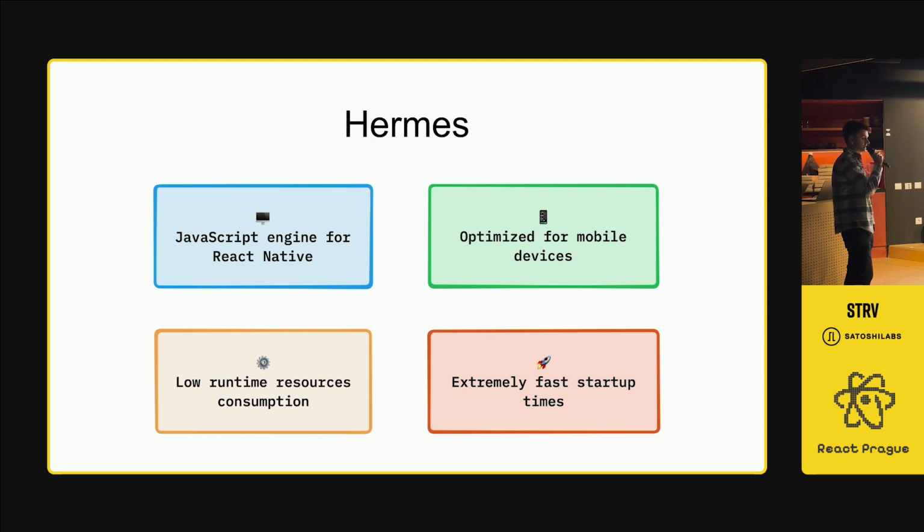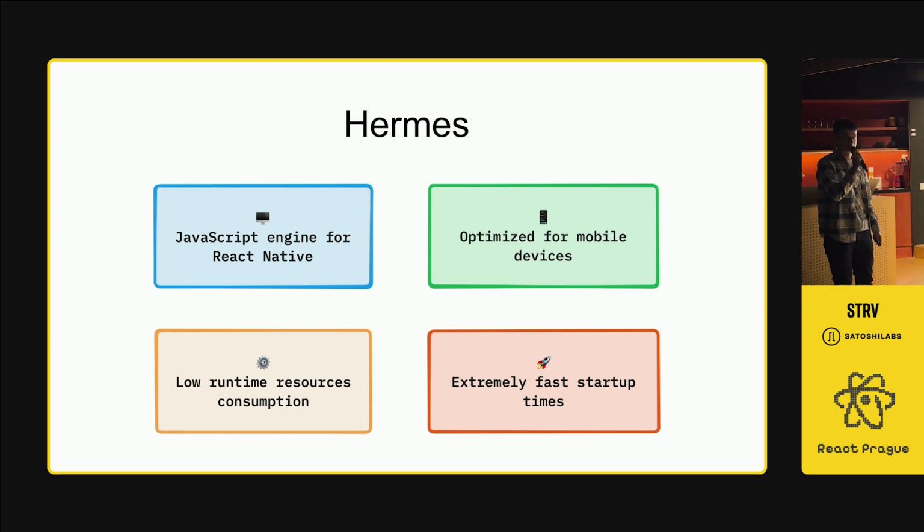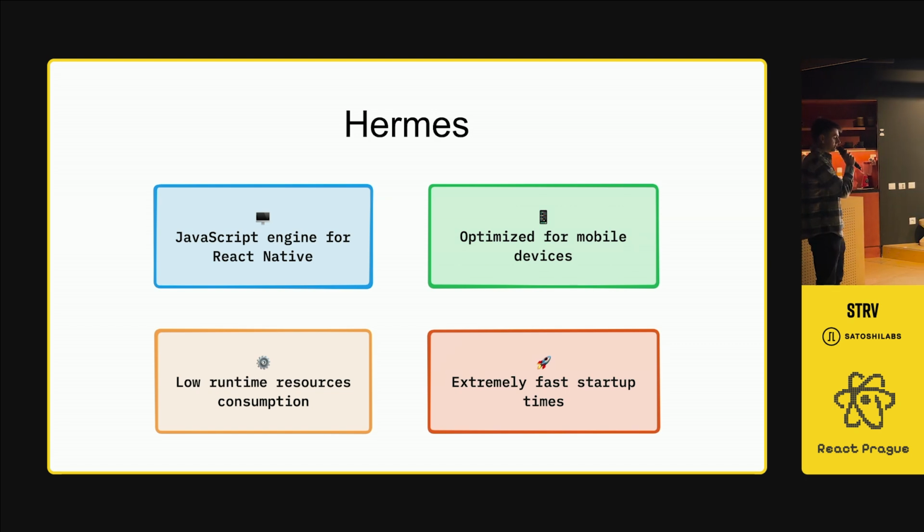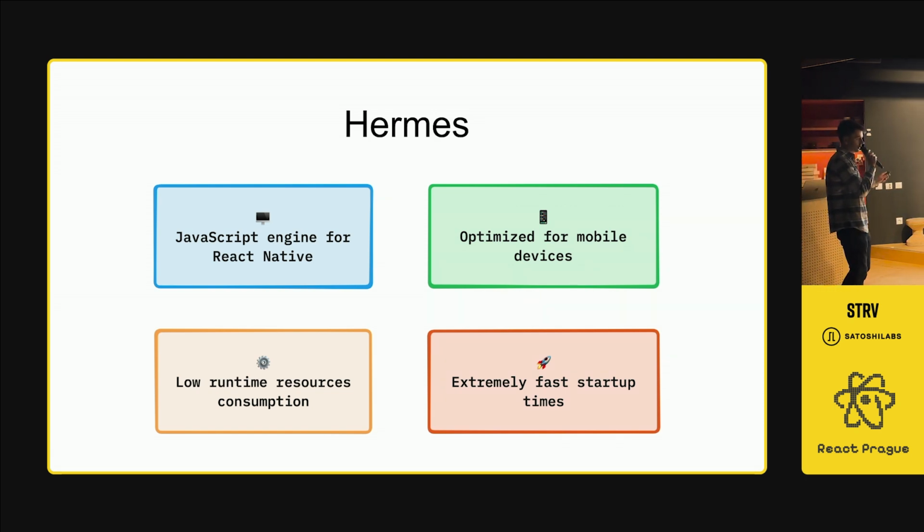Before Hermes, React Native used JSC, which is the engine from Safari, from Apple. And the common startup time was more than 3 seconds. 5 seconds was not an issue for a big app.